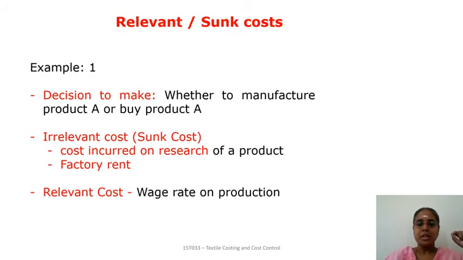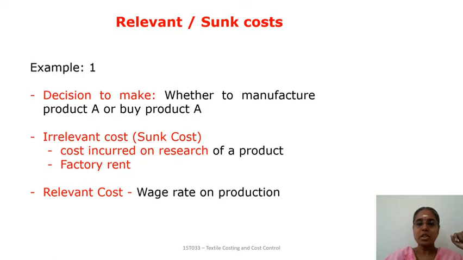So when you want to decide whether to manufacture product A or buy product A, the irrelevant costs are where you would have done some research on how to produce product A. That is not relevant here to decide whether you have to make or buy that product. And the factory rent, whether you make or buy, you have to pay. So these two are irrelevant for that decision. It is called a sunk cost for that decision. Which decision? Make or buy decision, manufacture or buy.